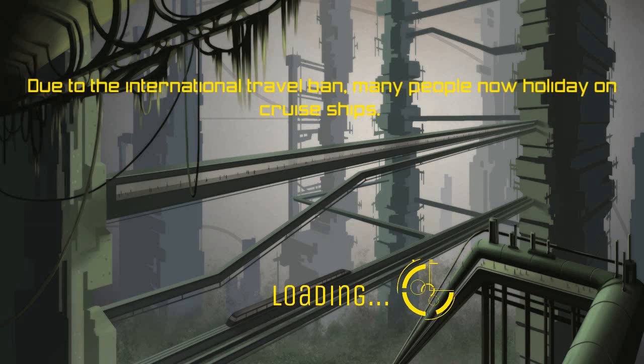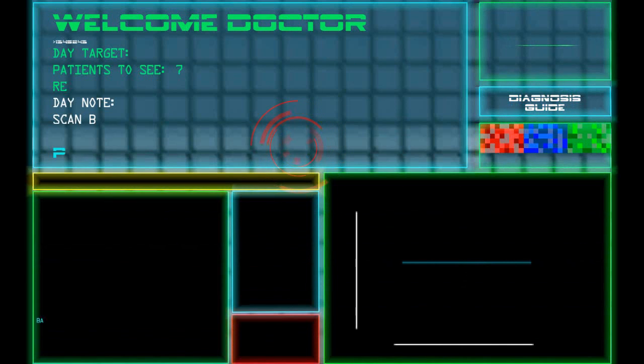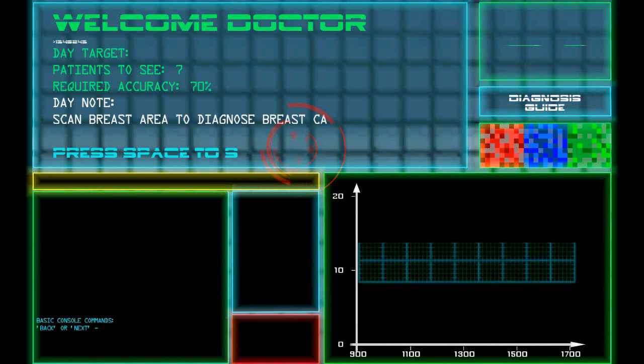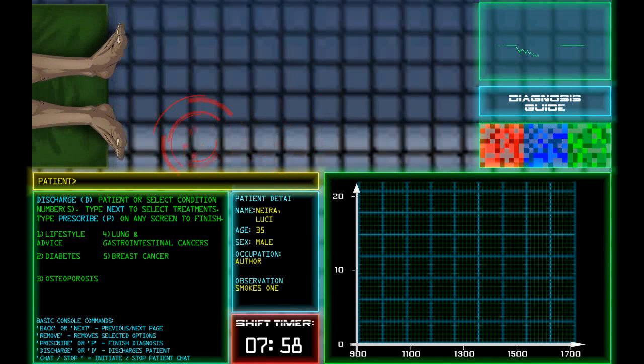Here we go. Due to the international travel ban, many people now holiday on cruise ships. Patients to see 7. Scan breast area to diagnose breast cancer. Now, even though it's said that it's mostly in women and that it's rare for men, am I going to have to do this for men? Because I have a feeling the game would screw me over like that, where there'd be that one guy. I guess we'll find out.